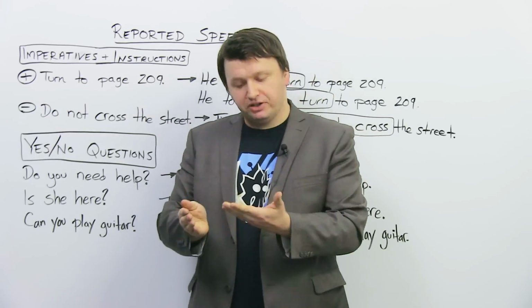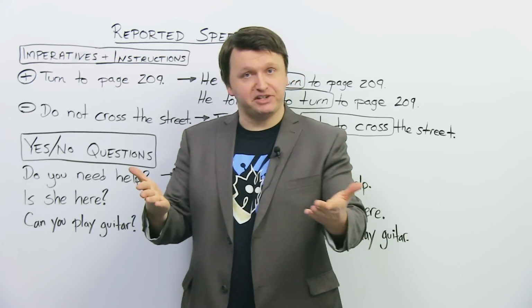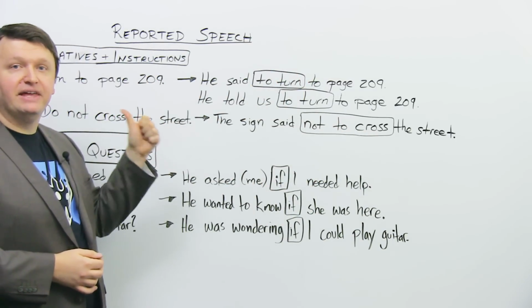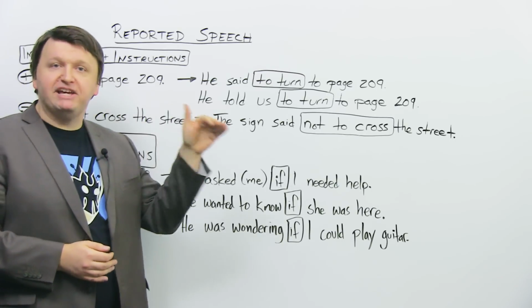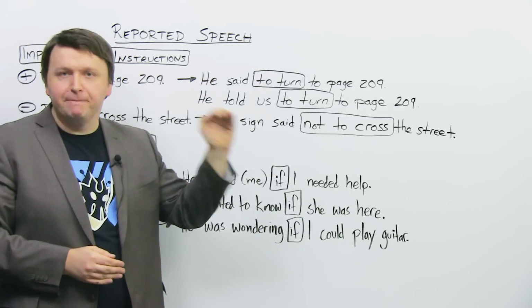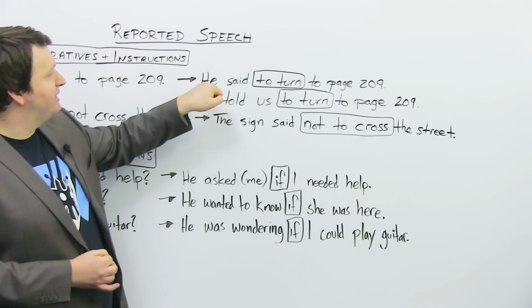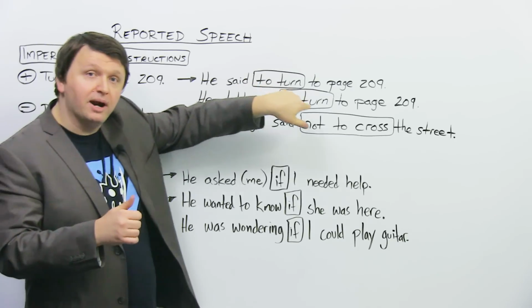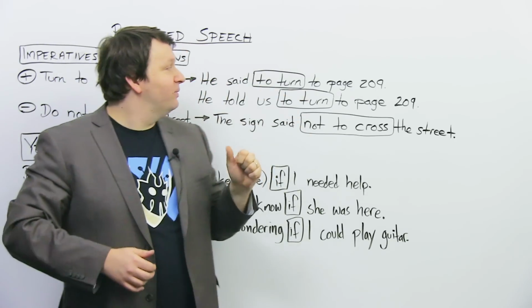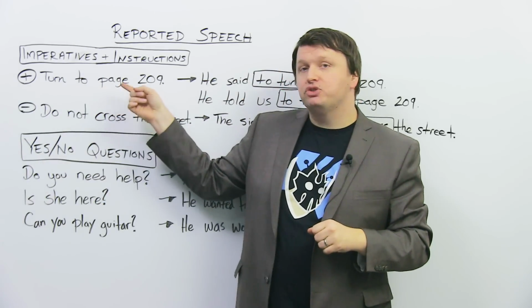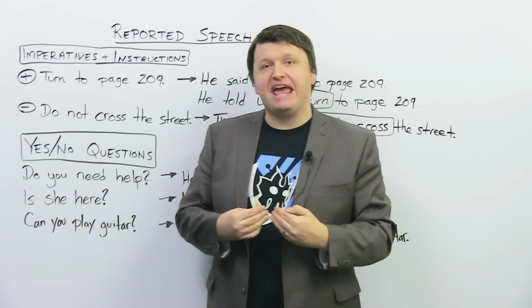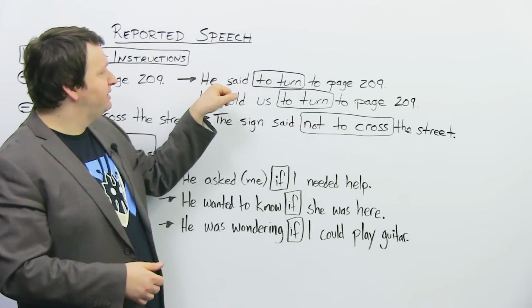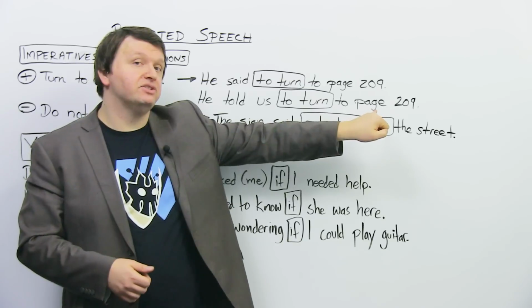So first, let's look at an affirmative imperative, an affirmative instruction or a command. So if your teacher says, turn to page 209 in your textbook, how do you report this? Well, when you're reporting something that is a command, that is an imperative, that starts with a base verb like go, do, play, make, turn, what you need to do after your reporting verb, he said, you actually need to use to plus the base verb, okay? So here, turn to page 209. If I'm saying this and later you go to your friend or your friend says, what did he say? You said, oh, he said to turn to page 209.